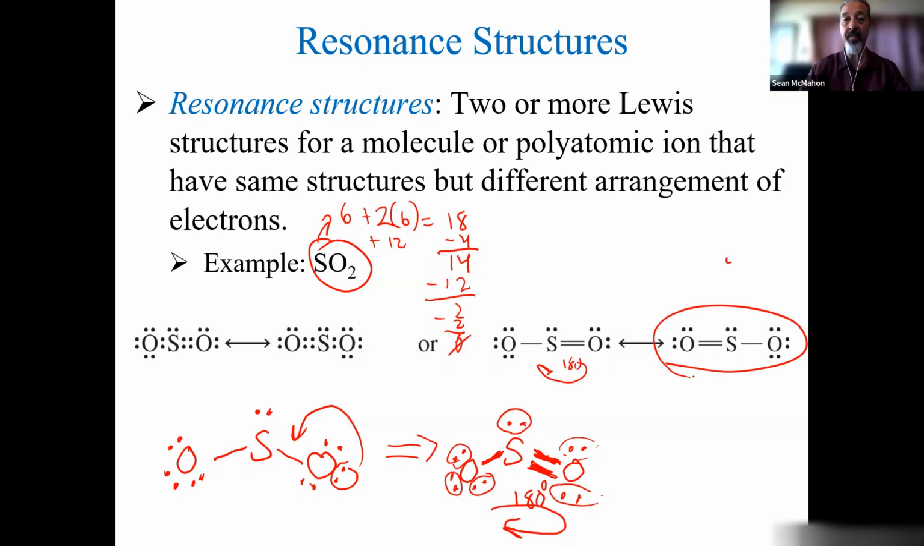So these are referred to as resonance structures. So what do I mean? 2 or more Lewis structures for the same molecule or polyatomic ion, but a different arrangement. The reason why this is different is because in 2D, it appears that the double bond is on the right in this structure, and in this structure, it appears on the left, where in actuality, it's the same molecule. It's just a rotation in 3D of 180.